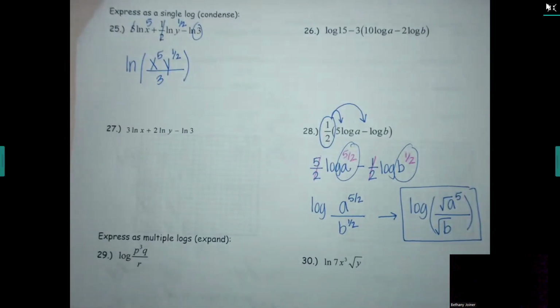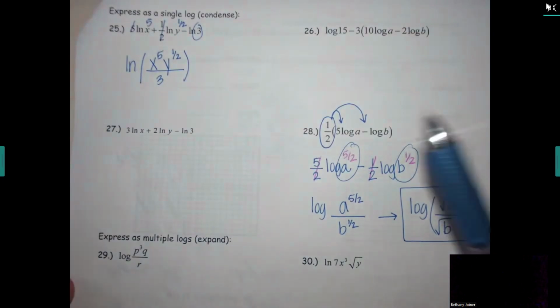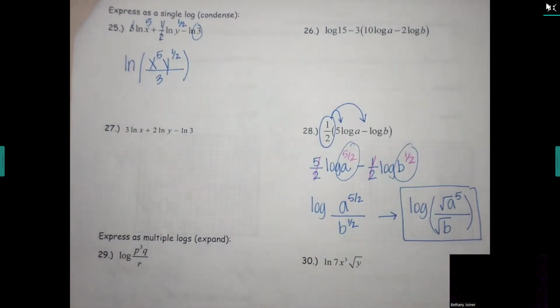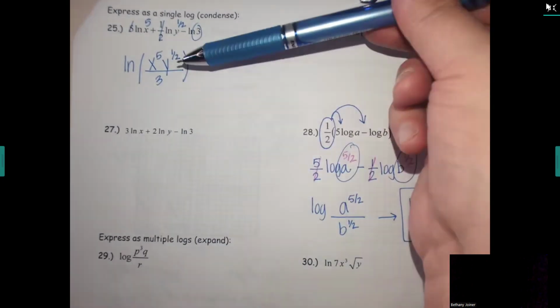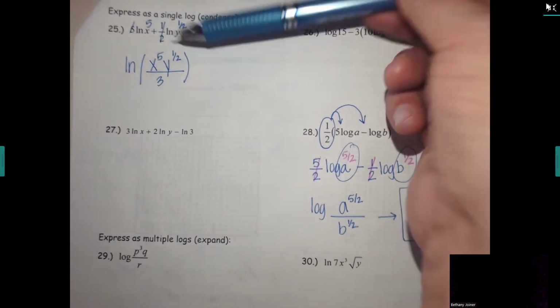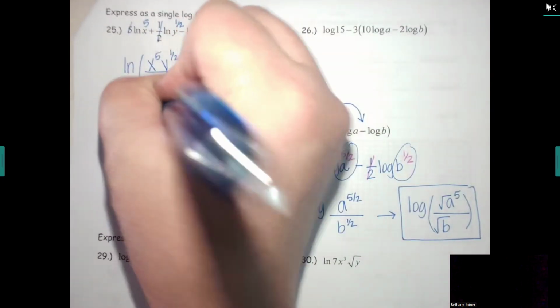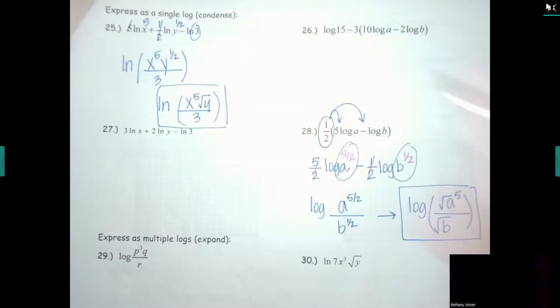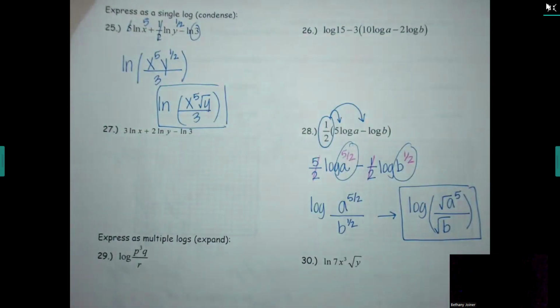Now, remember, last time we talked about LNs are really just a specific log. So that's how come the rules are exactly the same. If you have a log question or an LN question, the actual math you're doing is the same. Now, for that part of your test, it's multiple choice. You won't see a half like this because what's it the same as? Square root. So really, that would be x5 square root y over 3. But for that part of your test, it's multiple choice, so you should kind of know what you're looking for.